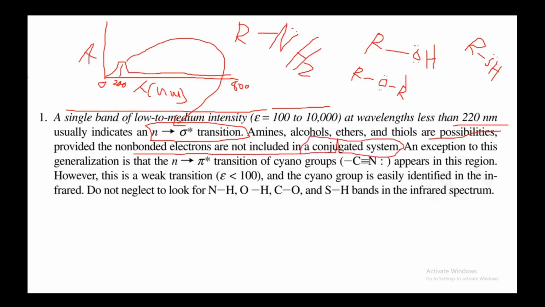This is the main important point. An exception to this generalization is that the n to pi star transition of the cyano group appears in this region. So sometimes the cyano group also appears in this region. The cyanide or nitrile group also contains nitrogen having a free lone pair of electrons, and it can give you n to pi star transition. So n because of the free lone pair of electrons, and pi because of the pi bond present in the triple bond between carbon and nitrogen.